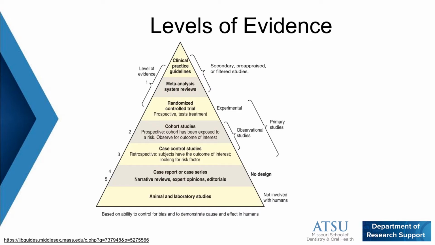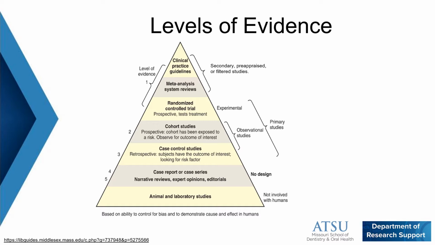So before we get into the basics of study design, I want to give context using levels of evidence. When you become a clinical practitioner and give your patients the best outcomes, you're doing that using the integration of best research evidence with clinical expertise and patient values. To find the best research evidence, this guide ranks studies based on their ability to control for bias and demonstrate cause and effect in humans.